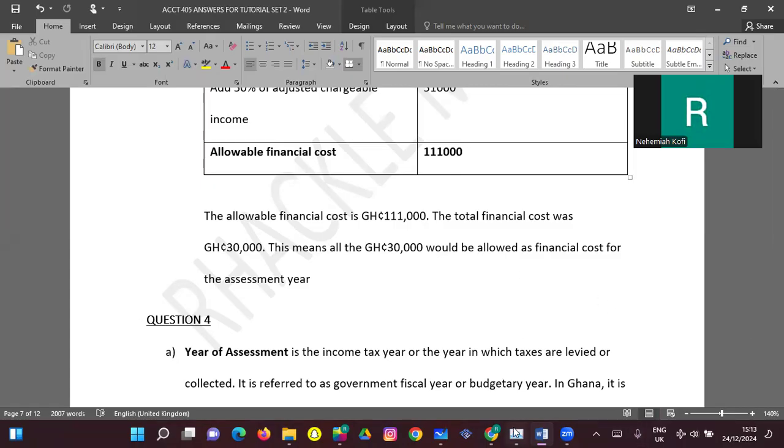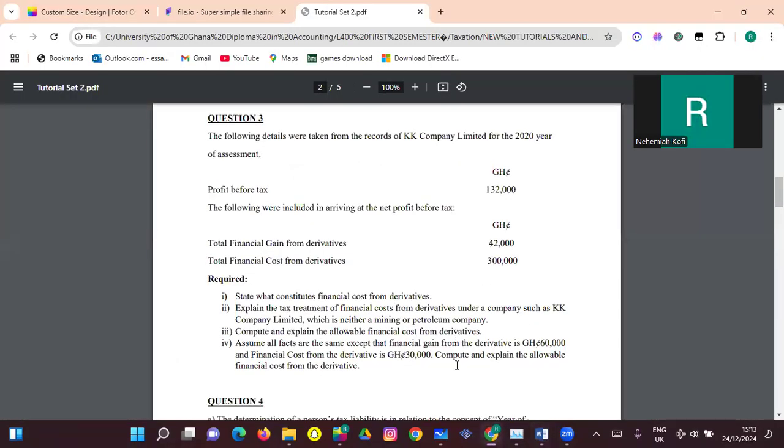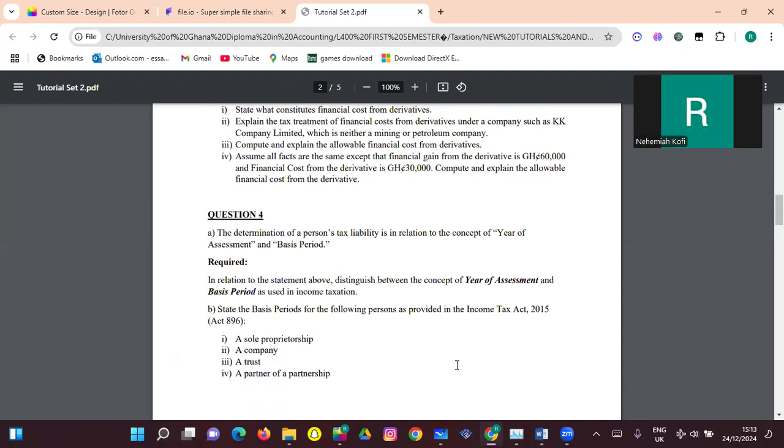All right. So let's look at question 4. Question 4, the determination of a person's tax liability is in relation to the concept of year of assessment and basis period. Remember, in tax principles, which is I think lecture 3 or 4, we spoke about it, right? And then I told you that the year of assessment is the bigger picture and the basis period is the smaller picture in the year of assessment. So now, year of assessment is the government's calendar year, or the year in which taxes are levied and collected. Whilst the basis period is the year by reference of a business.